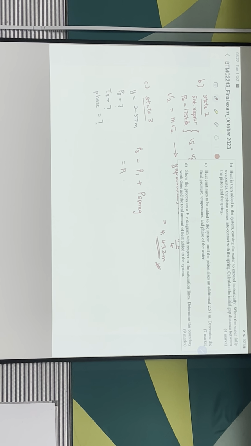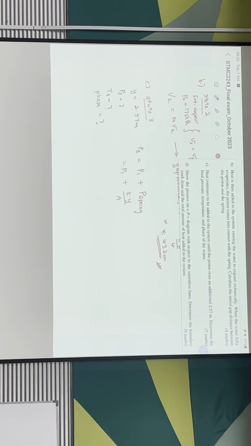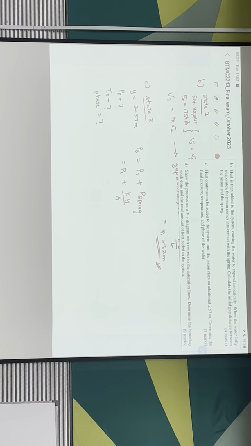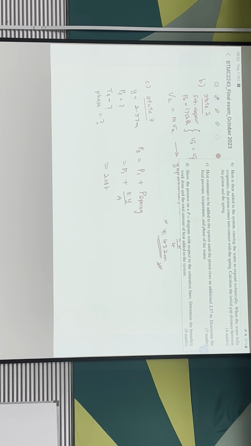So this part will be just P1 plus Ky over area. Since we used x in B, here we just use y, same thing. So from here, you should get the new pressure, and the value should be approximately 200 kilopascal.